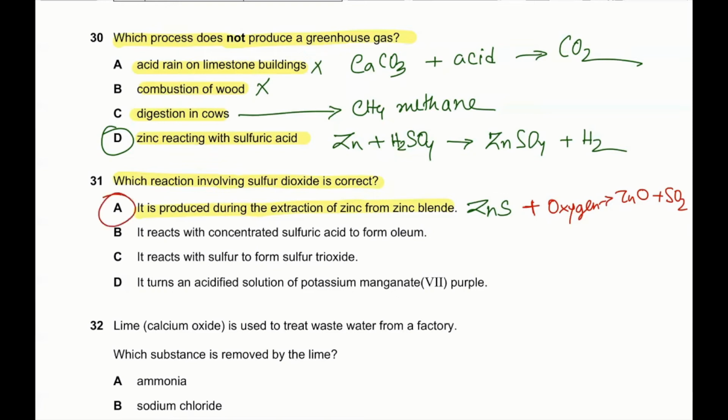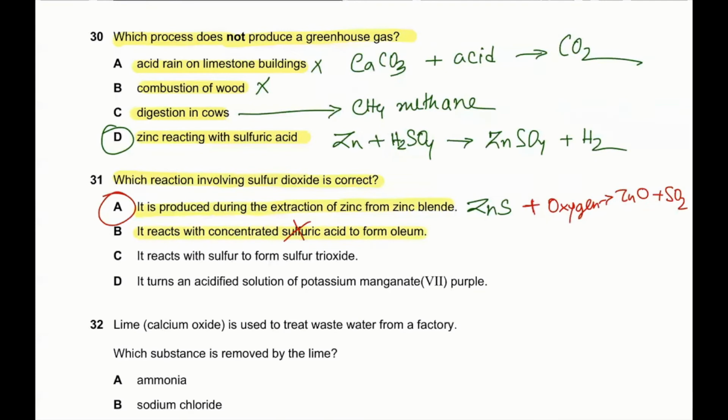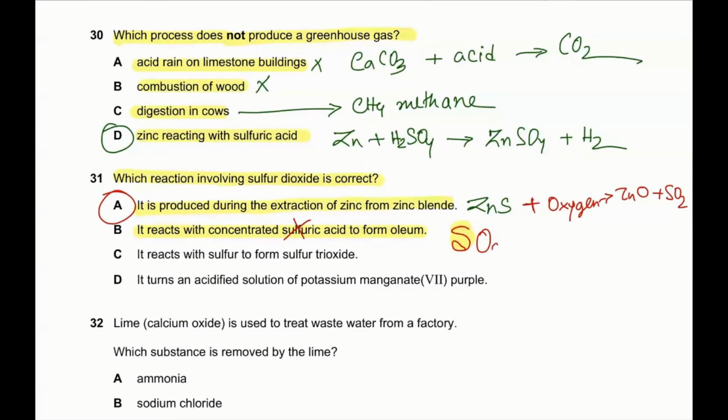Let's see why the other ones are wrong. It reacts with concentrated sulfuric acid to form oleum. No, we do not react sulfur dioxide with concentrated sulfuric acid to form oleum. We react sulfur trioxide with sulfuric acid. So sulfur trioxide, the reaction is as follows. Sulfur trioxide is reacted with H2SO4, 98% concentration, to form a particular compound called H2S2O7, which is known as oleum in the industry.